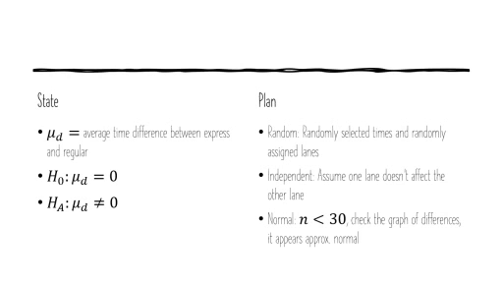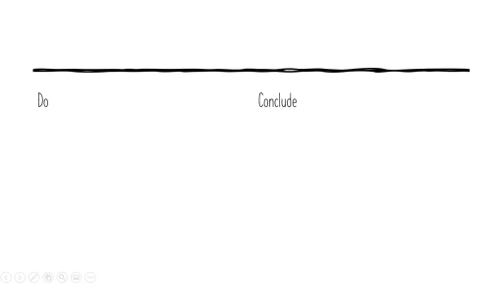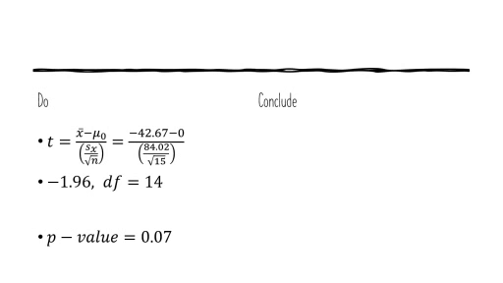Okay, so moving on to our do category. So under do, it is going to be a t. So we would set it up. We would have our negative 42.67 minus 0 all over the standard deviation that was found, which was 84.02 divided by the square root of 15. So make sure you do that calculation first. And we end up getting our number as a negative 1.96.